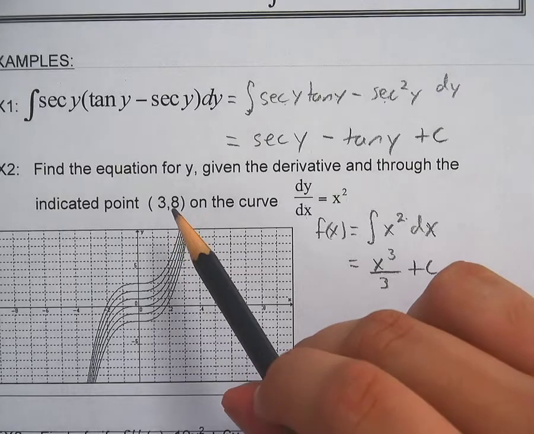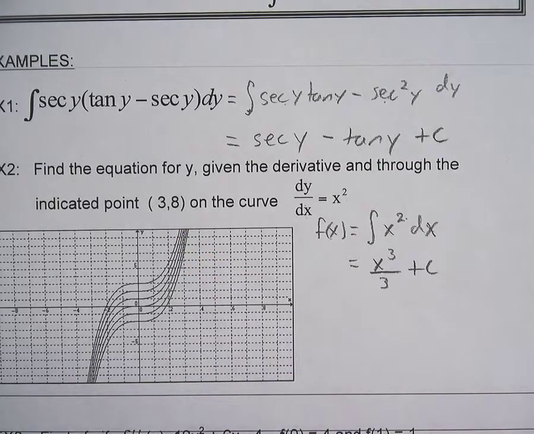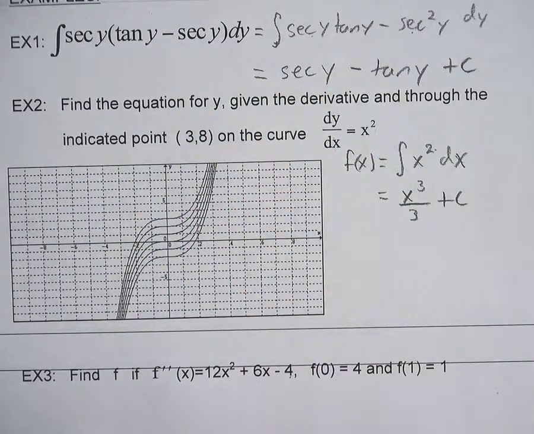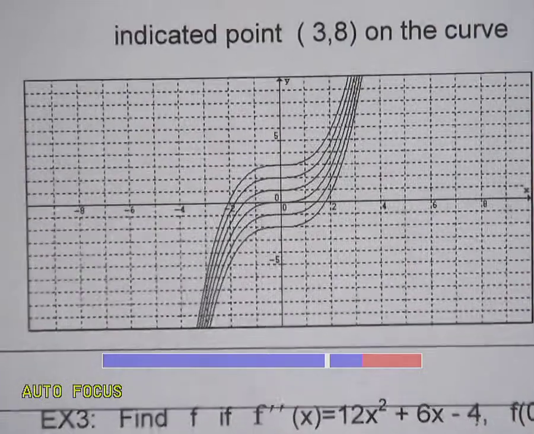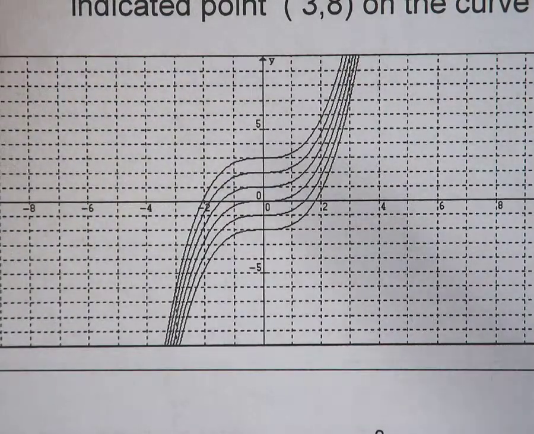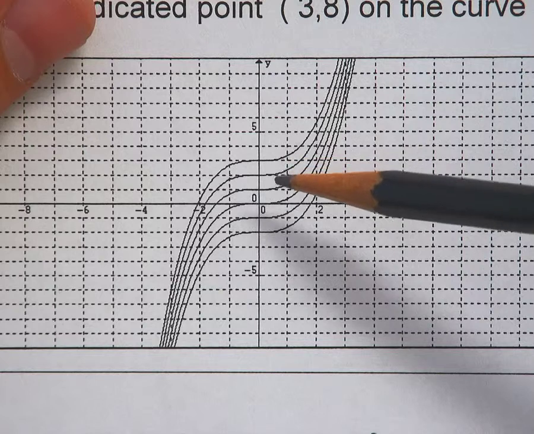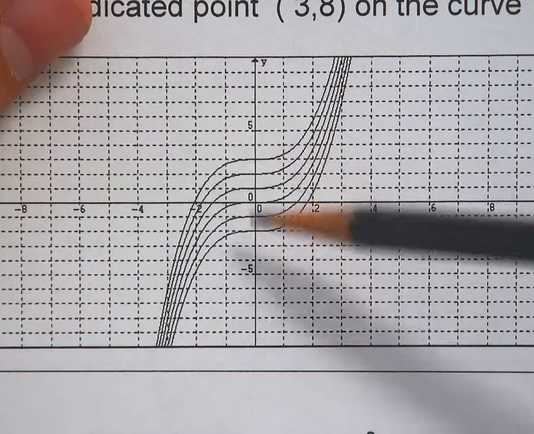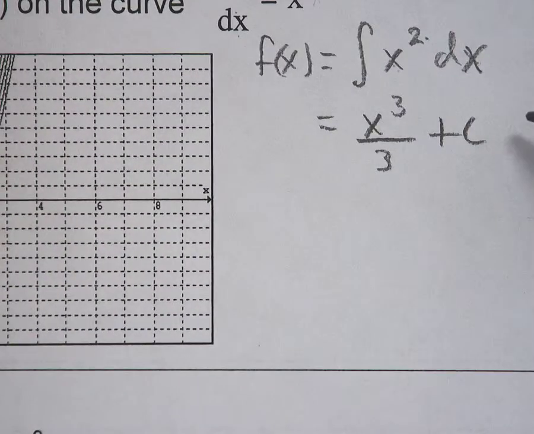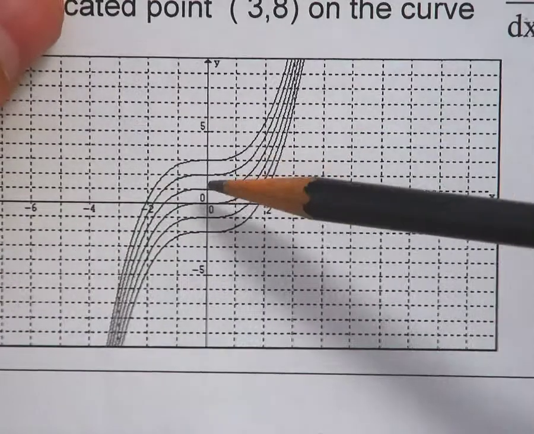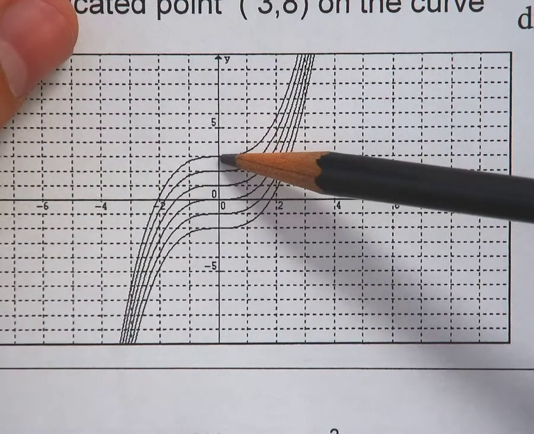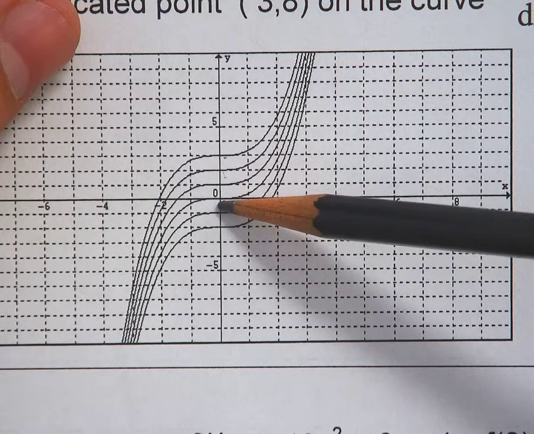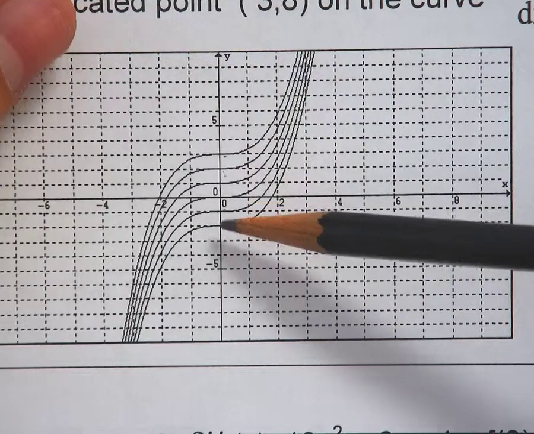But then it gives you (3, 8). Now that is going to change this game for us. That's going to help us find c, and that's what I like this graph for. You see this graph? This is called a family of curves. This represents 5 of the possible curves from this line. See, depending on what c is, if c is 3, then it'd be up here. If c is 2, it'd be right here. If c is -1, it'd be down here, right? These are just 5 of the possibilities.